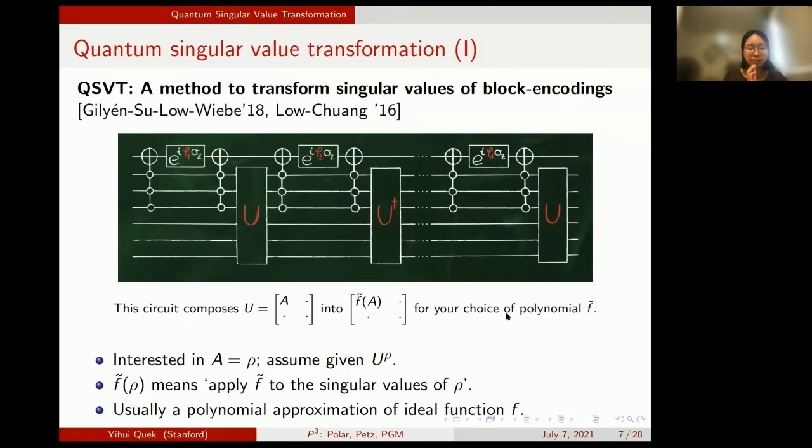Okay, and again, we are often interested in A being a density matrix. So this means that we start off with some unitary that has a density matrix in this top left-hand corner. And we're actually going to be interested in this case later in the talk. I reiterate that when I write F tilde of rho, it means apply F tilde to the singular values of rho. This is actually a pretty general method because we usually are interested in transforming A by some function F, but as long as we can approximate that function by some polynomial, then we can apply this method.